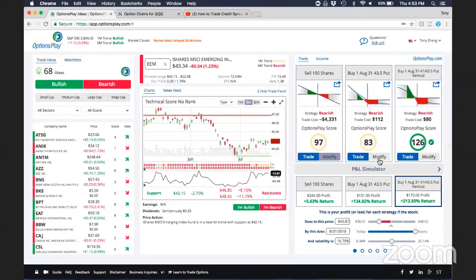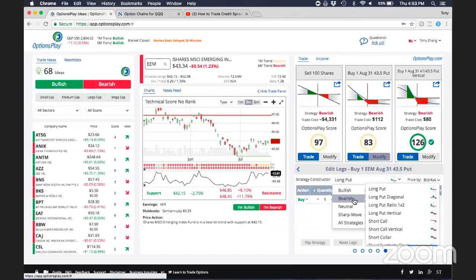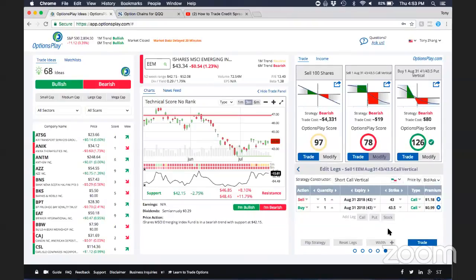So for me, what I'm looking for is, this small rally is actually an interesting opportunity to get short. So here I'm going to look at EEM. I'm going to look at the same type of trade. I'm going to click on modify. I'm going to use our strategy constructor. I'm going to select bearish. I'm going to look at short call vertical again.